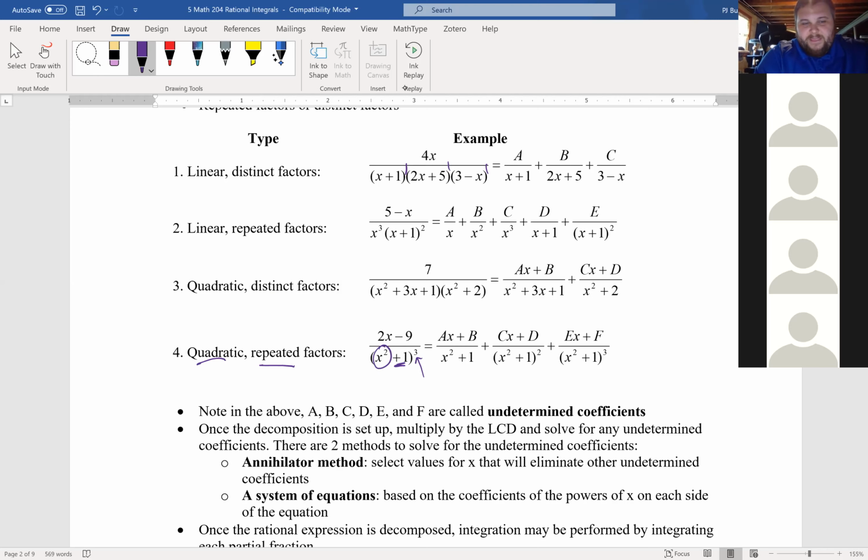Do we feel that we understand the difference between linear and quadratic, distinct and repeated? Yes. Anybody have a question about them? Would it be possible for us to have one where it's quadratic and repeated alongside a linear one as well? Yes, you can have combinations of factors.